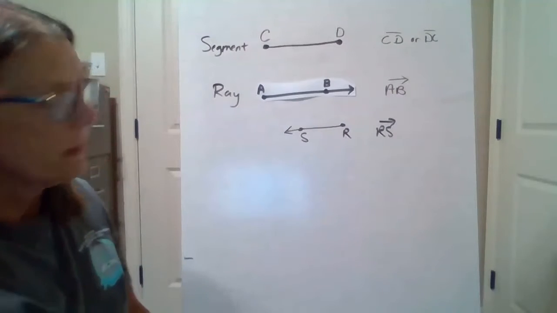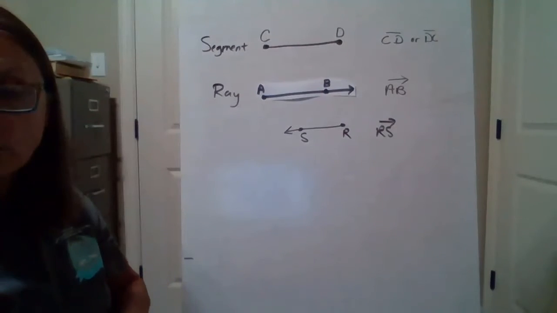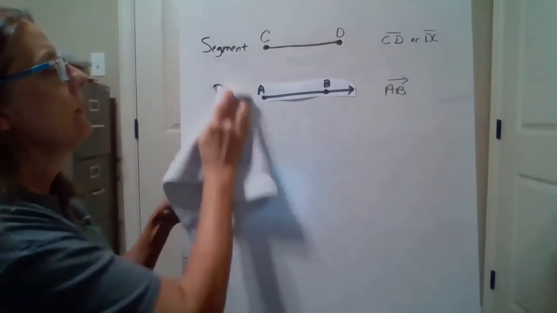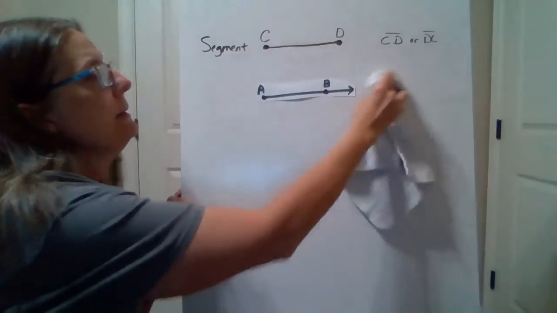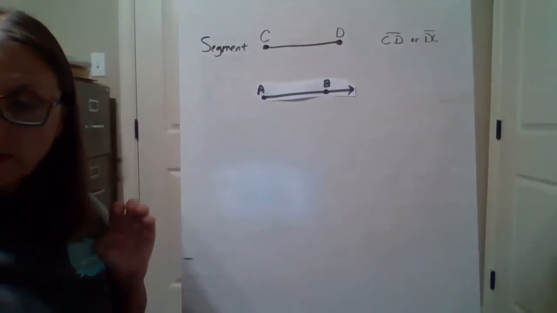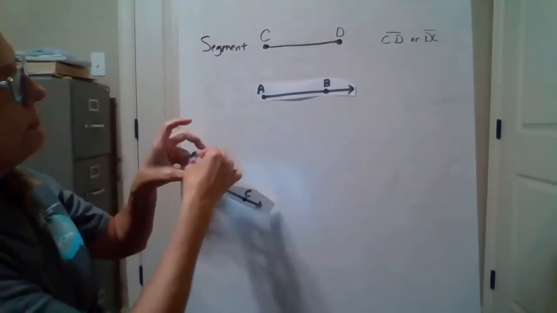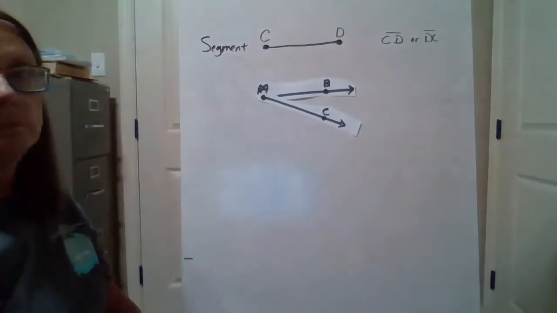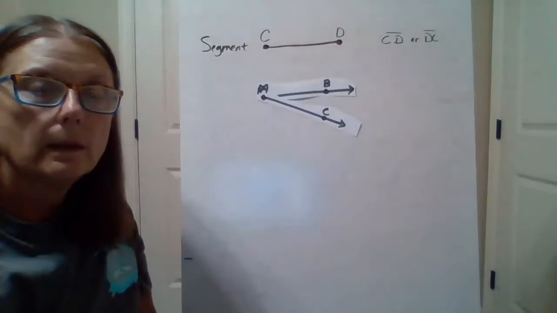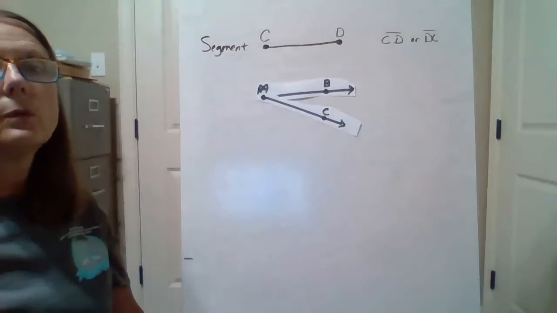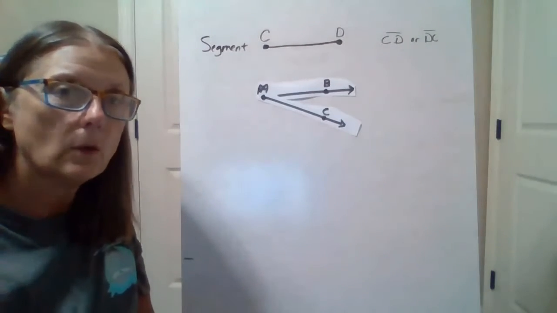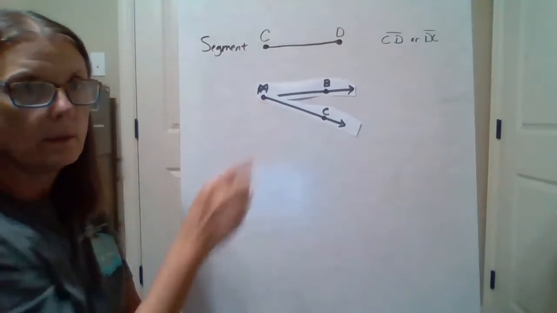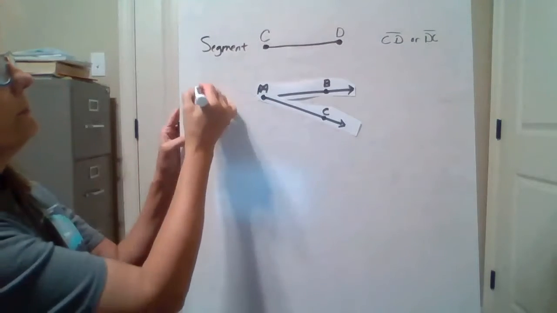I want to talk about what happens when you have two rays. So if I have two rays that meet at the same endpoint, then now I have an angle. So that's the definition of an angle, when two rays meet at a common point. This would be an angle.